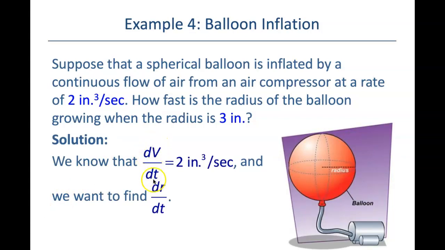All right. In fact, so now here they're spelling it out. We know that dV/dt, right? So that's the change in the volume with respect to time, is 2 inches cubed per second. So we have the volume over the time, just like we have the volume over the time here. That's how you know you're doing it right. And we want to find dr/dt, right? We want to know how fast is the radius growing when the radius is 3 inches. So we want dr/dt at this time where r equals 3 inches.